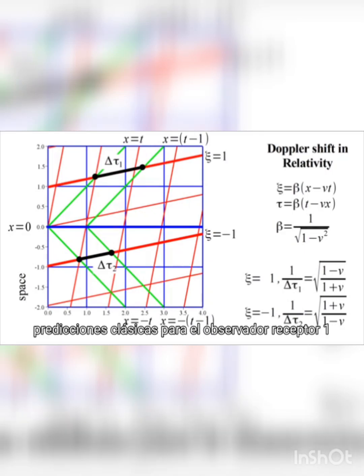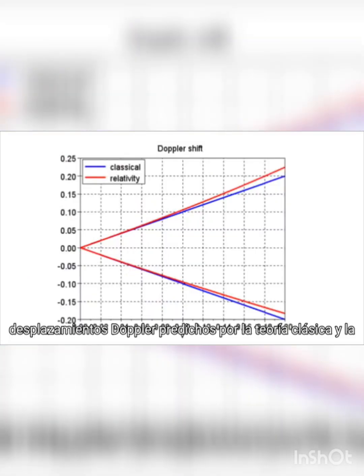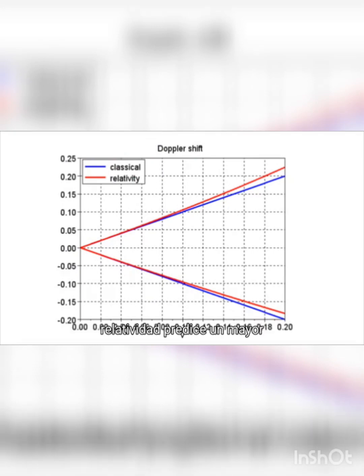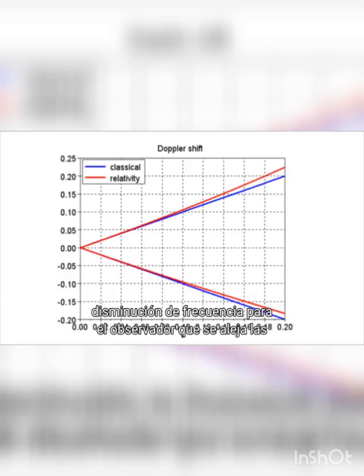For the receding observer, 1 minus v is replaced by the square root of (1 minus v) over (1 plus v). For the approaching observer, 1 plus v is replaced by the square root of (1 plus v) over (1 minus v). Here we see the Doppler shifts predicted by classical theory and relativity. They agree well for low velocities, but at high velocities, relativity predicts more frequency increase for the approaching observer, the top curves, and less frequency decrease for the receding observer, the bottom curves.